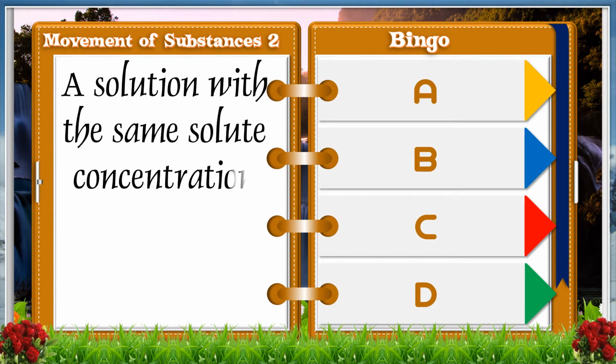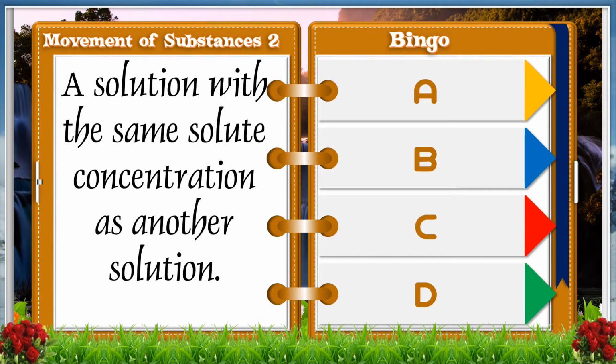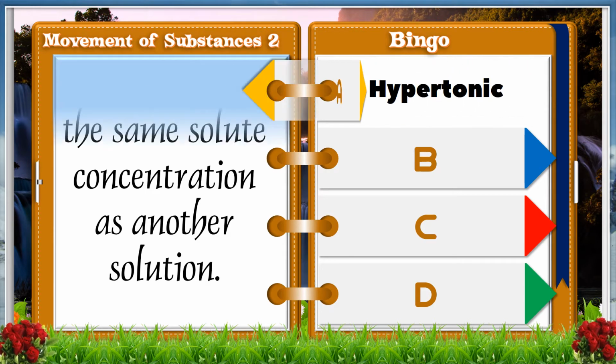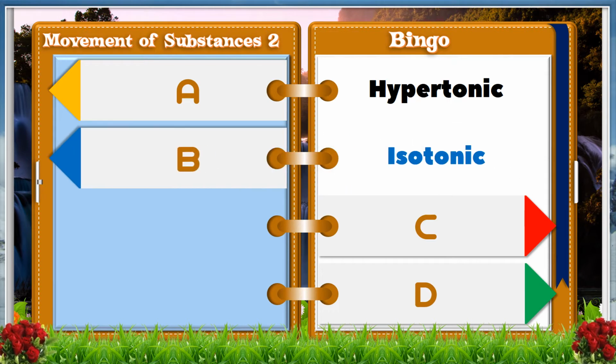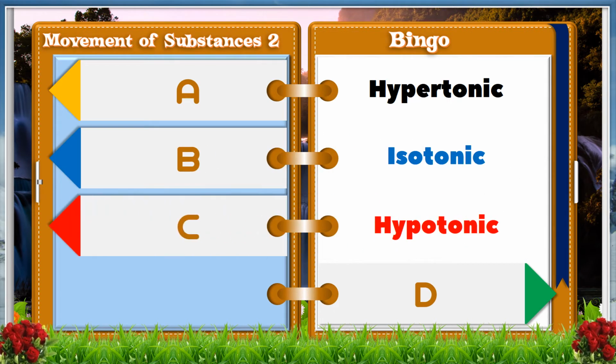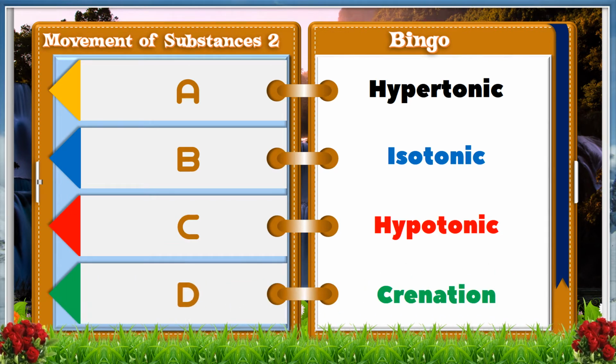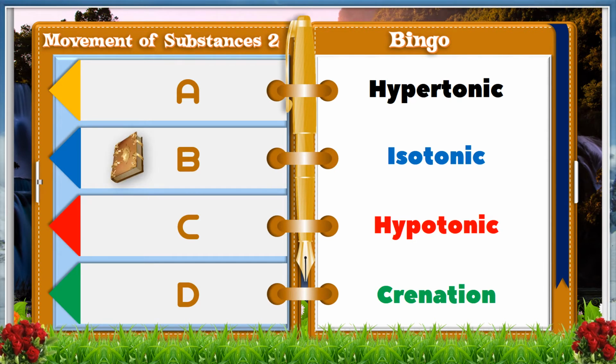A solution with the same solute concentration as another solution. A. Hypertonic. B. Isotonic. C. Hypotonic. D. Crenation. And the answer is B. Isotonic.